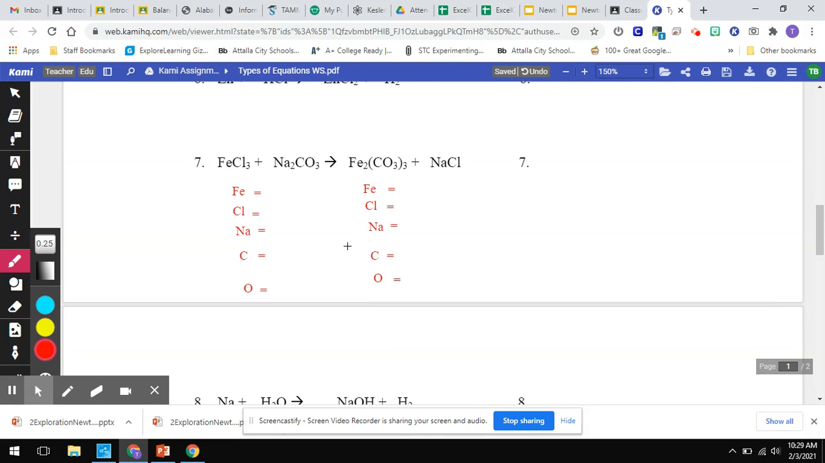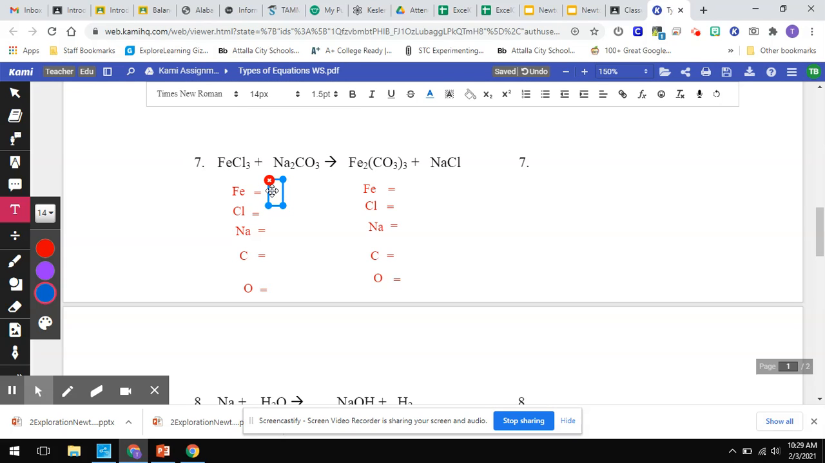Okay, so I'm going to go ahead down to number 7, and I'm going to work through this one. So this one does not have the element more than once, but it does have a parentheses on the product side. So I'm going to go ahead and get my count for the reactant side. So if we look at our iron, there's no subscript, so it's an understood 1. The chlorine, there's a subscript of 3, so there's a total of 3 of those. For our sodium, we have a subscript of 2, so that's how many we have. For our carbon, there's no subscript, so it's an understood 1. And for our oxygen, we have a subscript of 3.